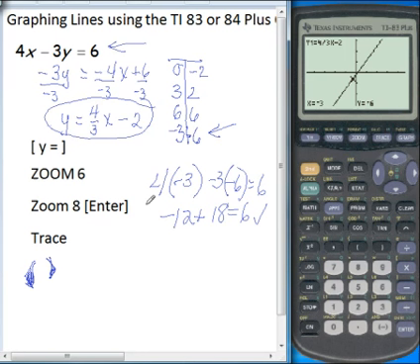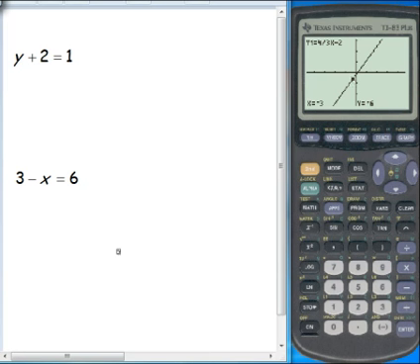And I'm going to talk about 2 other types of equations here. So let's clean the screen. One of these equations can be graphed, and one of these cannot be graphed using the y equal key. The first equation, y plus 2 equals 1, is one of the special cases. It's the case where you only have a y value. Again, you have to solve it for y. Subtract 2 from both sides and you'll get y equals negative 1, which should be a horizontal line.